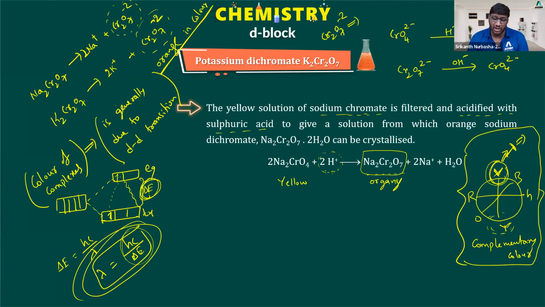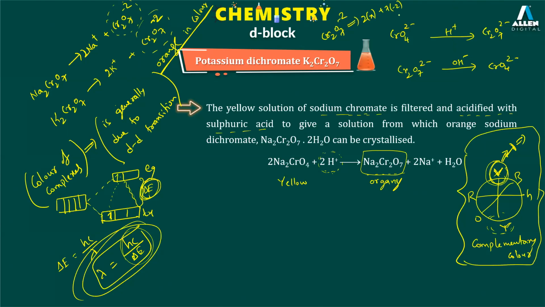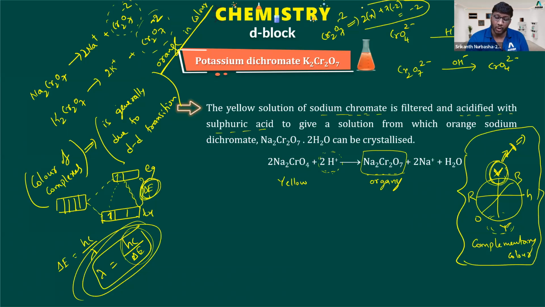Try to calculate the oxidation state of chromium here. 2 chromiums are there, 2 into x. 7 oxygens. Oxygen is in which state? 7 into minus 2. Yes or no? 2 into x plus 7 into minus 2 equals minus 2, the total charge of this ion. So what is the oxidation state of chromium here? 2x is equal to 14 minus 2, 2x is equal to 12, so x is equal to 6. So chromium is in plus 6 oxidation state.